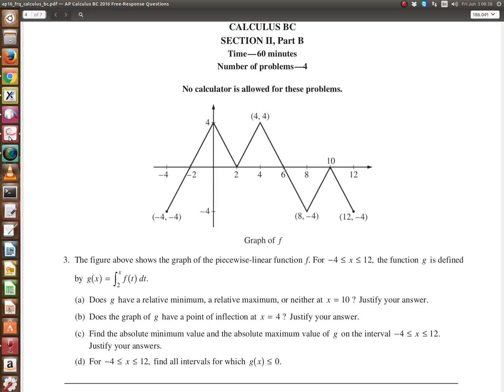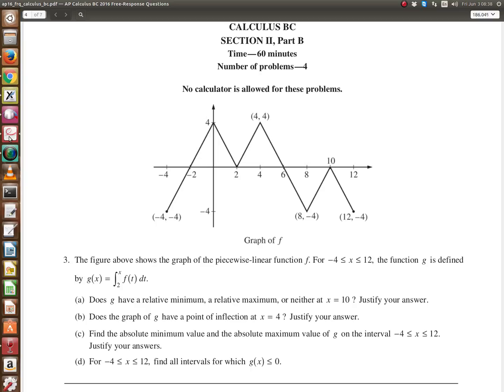Alrighty. Part C, find the absolute min and max values of g on the interval from -4 to 12 inclusive. Justify your answers. Now remember the candidates theorem, also known as the closed interval theorem, also known as the min-max theorem. This is such a famous theorem, it has a million names. That says where you're looking for absolute mins and absolute maxes on the closed interval, at the critical points where in this case g prime is 0 or undefined.